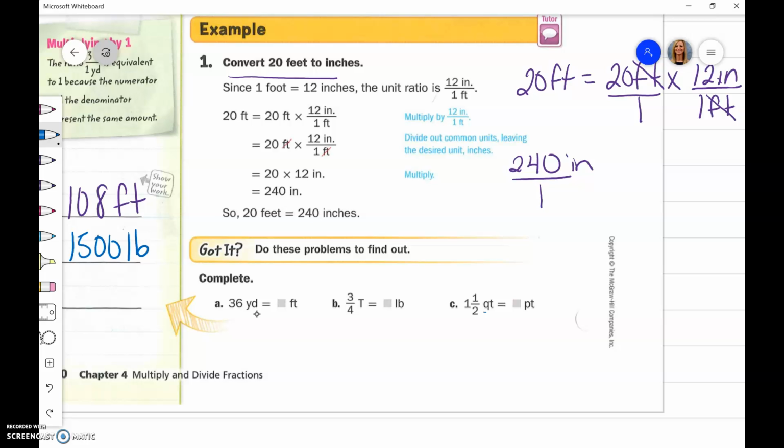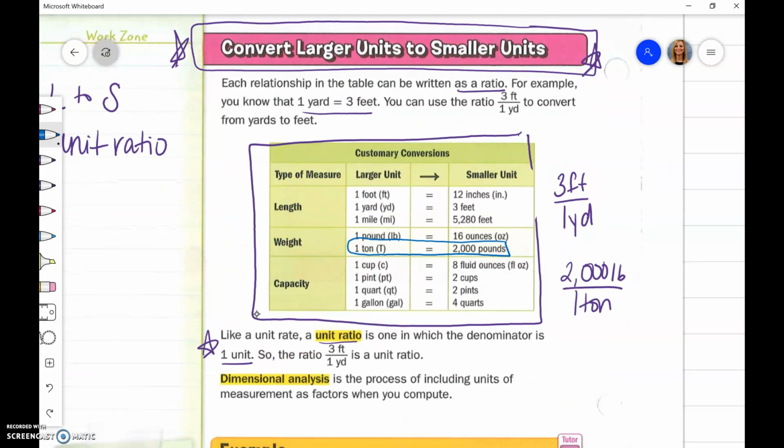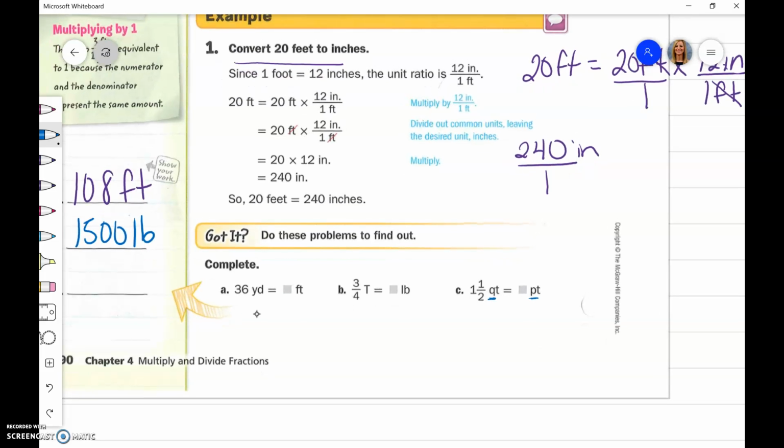Okay, take a look. We're going from quarts to pints. Quarts are bigger, and we're going from quarts to pints. So let's look back up at my chart. I'm going to take a look at quarts to pints right here. There it is. I know that there's 2 pints in 1 quart. So down below, I'm going to write 2 pints in 1 quart. Now all I have to do is multiply that by 1 1/2.